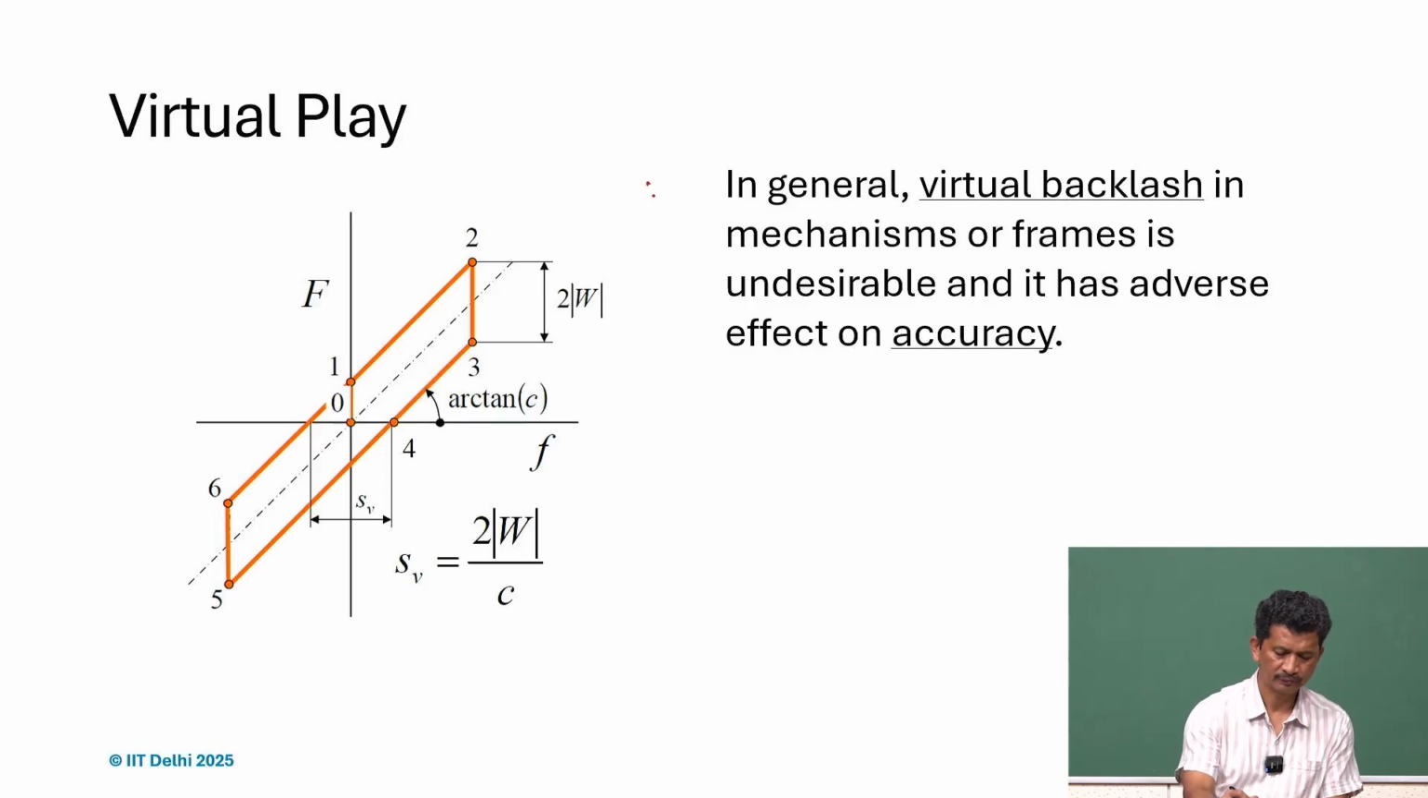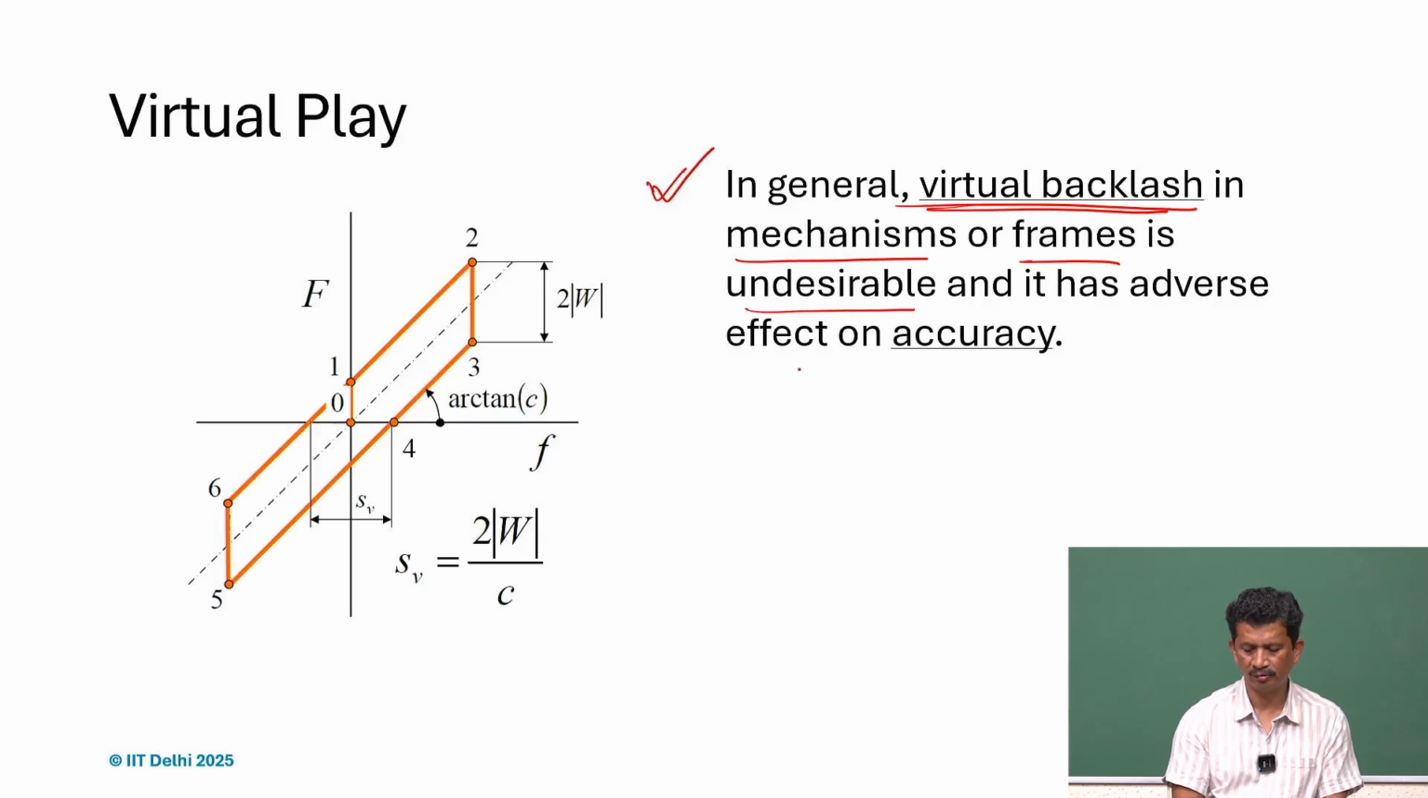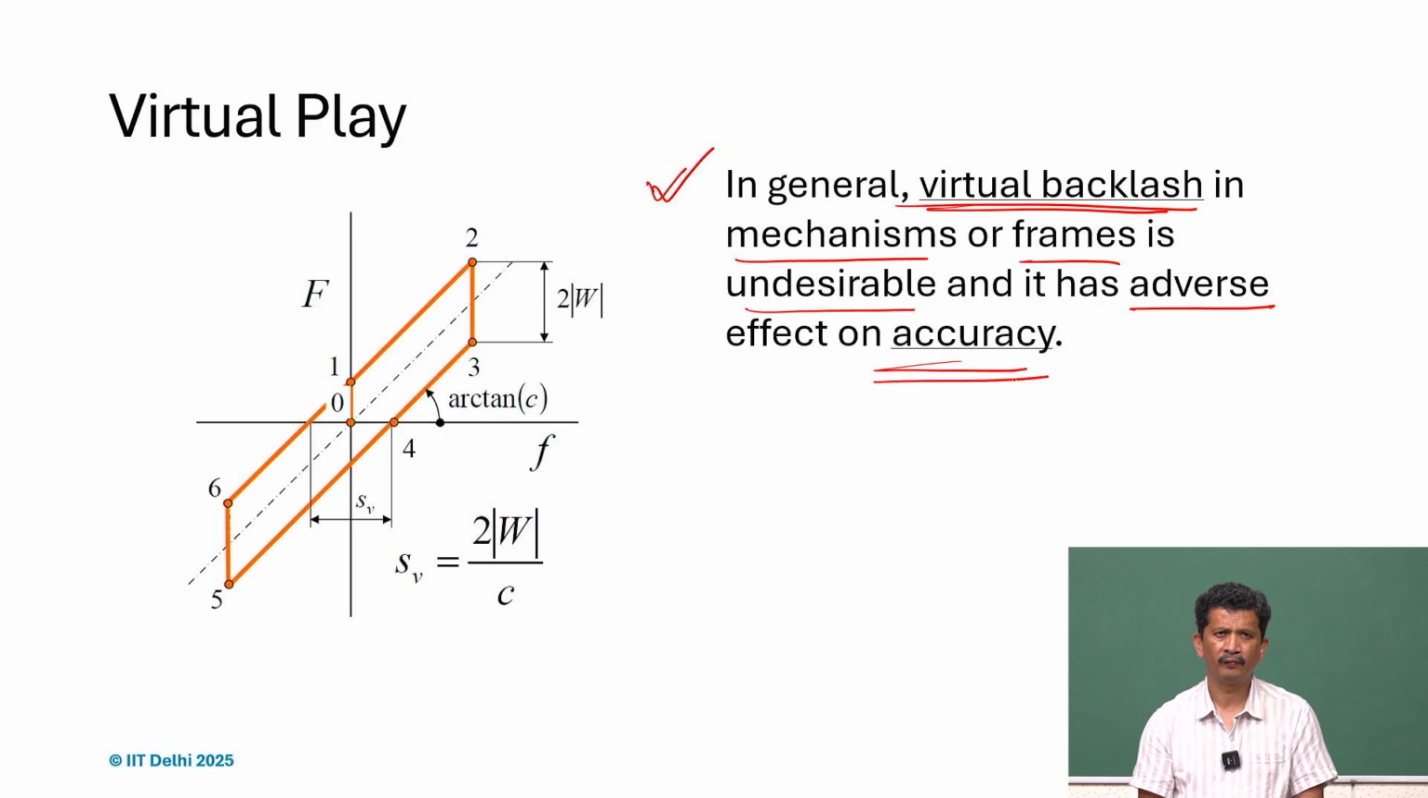So in general, virtual backlash, either in mechanisms or frames, is highly undesirable, and it has a very adverse effect on accuracy. So if you are looking for precision application, if you want to achieve a repeatability of the order of micron or nanometer, we have to seriously look into this effect, and we may also have to find a way to minimize this friction associated error, which is the virtual play or virtual backlash.